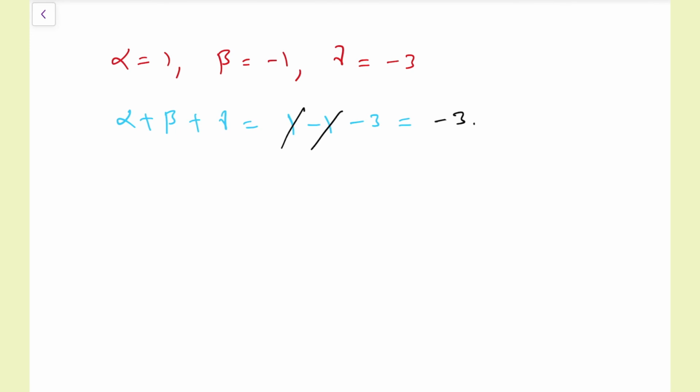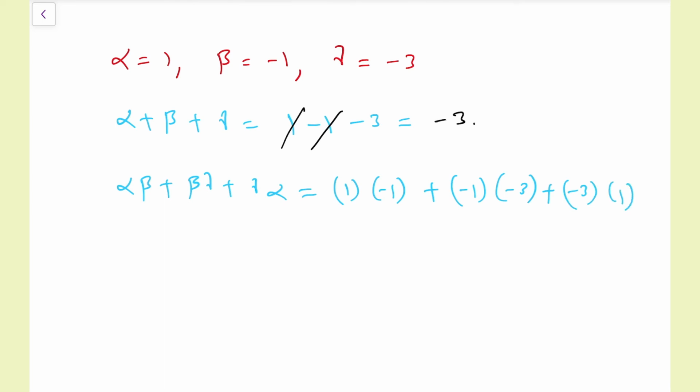Next, finding 2 at a time, that is alpha beta plus beta gamma plus gamma alpha. Alpha into beta, 1 into minus 1, plus beta into gamma, minus 1 into minus 3, plus gamma into alpha, minus 3 into 1. So if we simplify this, 1 into minus 1 is minus 1, minus 1 into minus 3 is plus 3, minus 3 into 1 is minus 3. Plus 3 minus 3 cancels, so remains with minus 1.